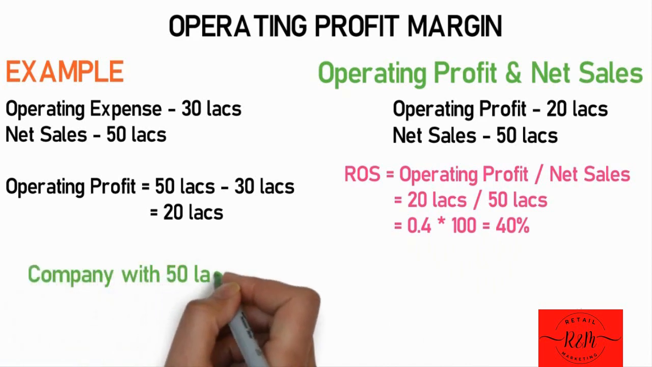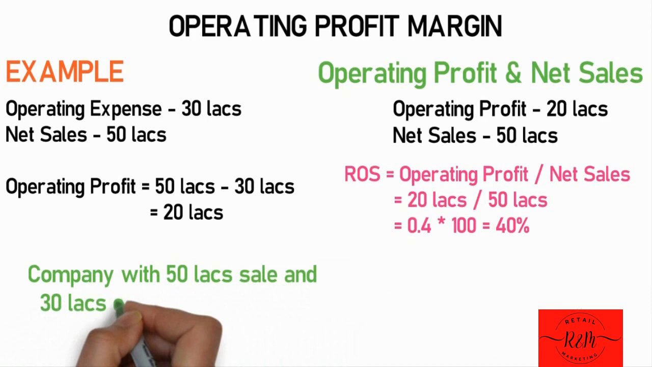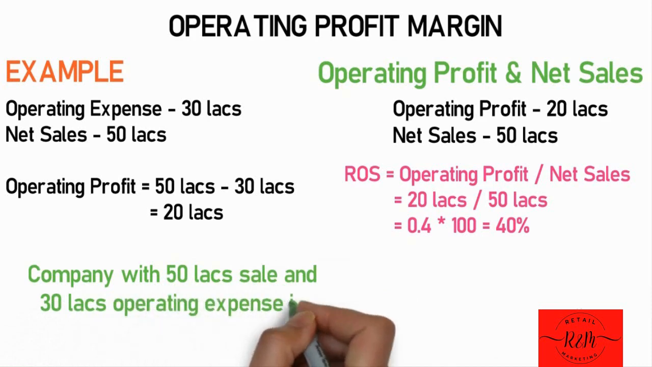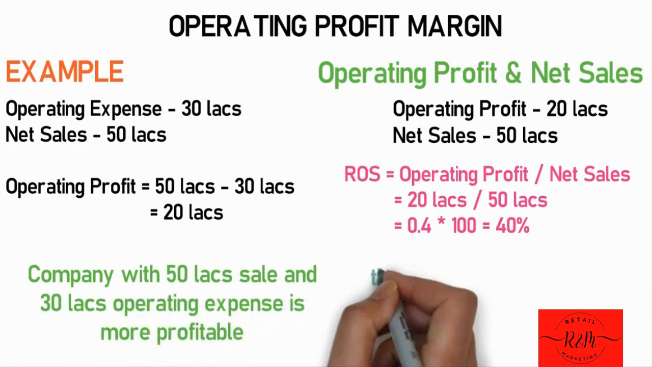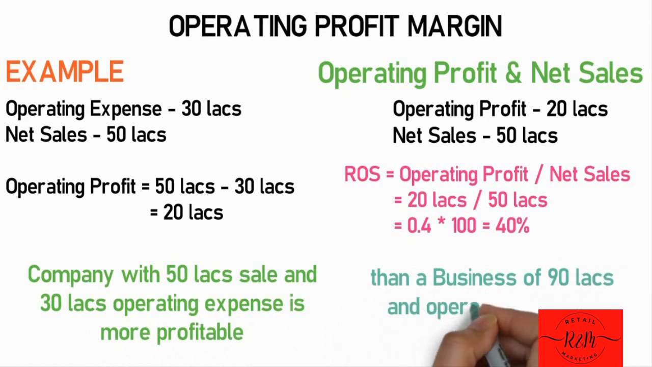Here we should note that the company which is making 50 lakhs of sale with 30 lakhs of operating expense is more profitable than a company which makes a business of 90 lakhs with 80 lakhs of operating expense. So higher the return on sale, the more profitable will be the company.